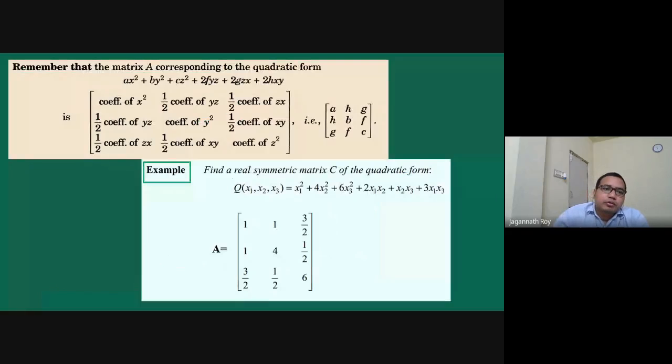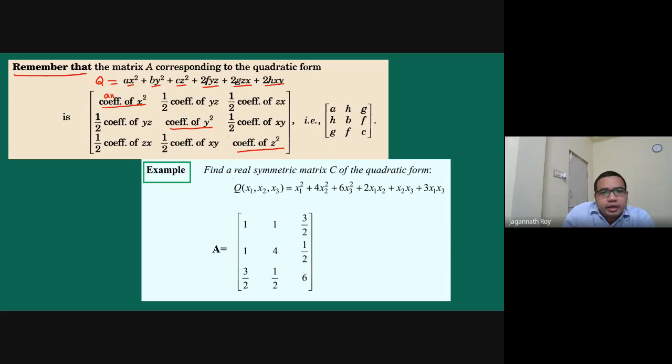Okay, so what we have to remember is like this. If this is our quadratic form, ax square plus by square plus cz square plus 2fyz and 2gzx and 2hxy, so what we will do, we will write the coefficient a11 will be the coefficient of x square, a22 will be the coefficient of y square, and a33 will be the coefficient of z square.